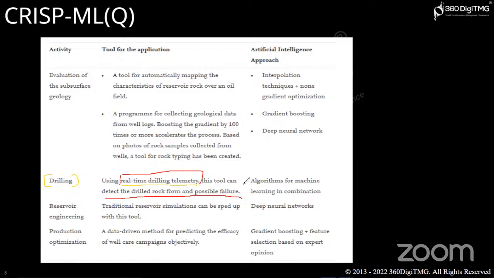So what are we going to do with this data? We are going to build some machine learning algorithms in combination with deep neural networks, and we can use gradient boosting also. There may be many other methods too. The data that we are getting here is from the real-time drilling telemetry, and we are going to get real-time data. When we analyze this data, we can detect the drilled rock form as well as analyze possible failures. So these are different use cases that we are seeing.